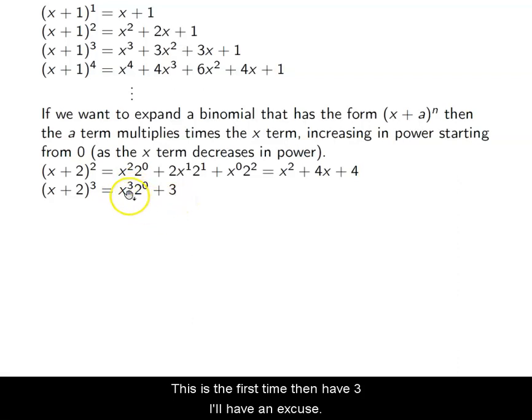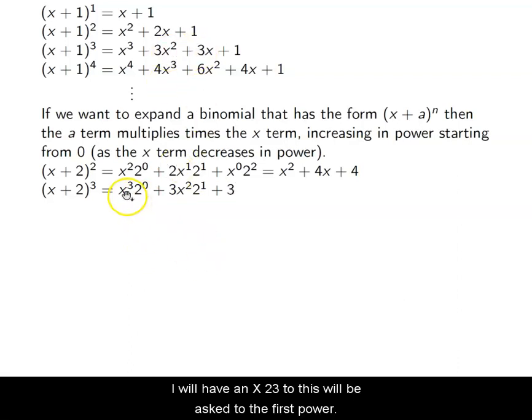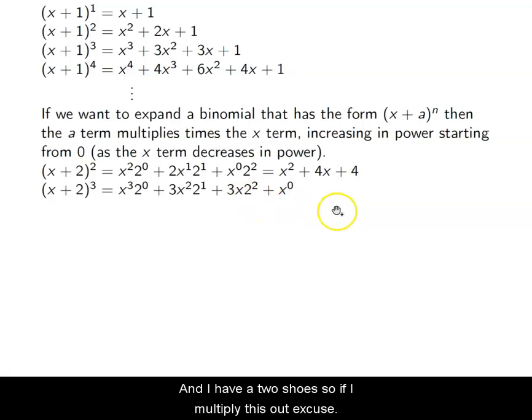Then I have 3. I'll have an x squared. I'll have a 2 to the 1 power. Okay, on the next term I'll have another 3. I will have an x, so 3, 2, this will be x to the first power. And I will have a 2 squared. Okay, on the next term I'll have just a 1. I'll have x to the 0 power. And I'll have a 2 cubed.